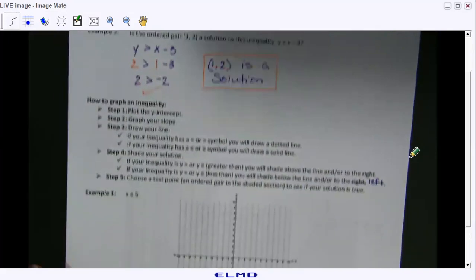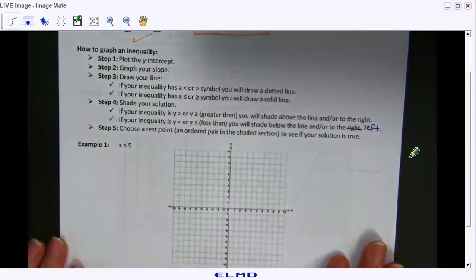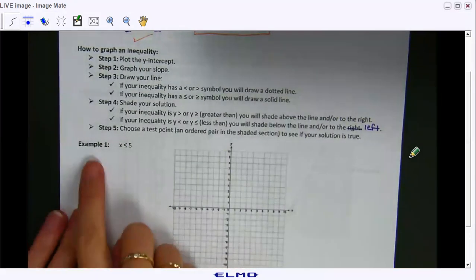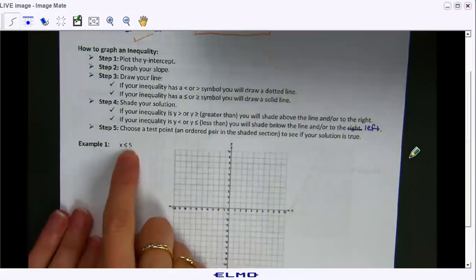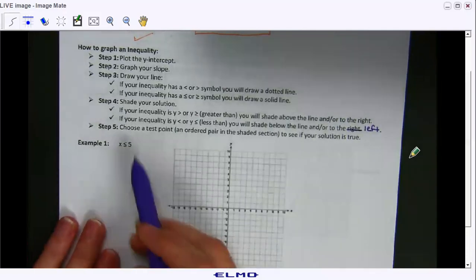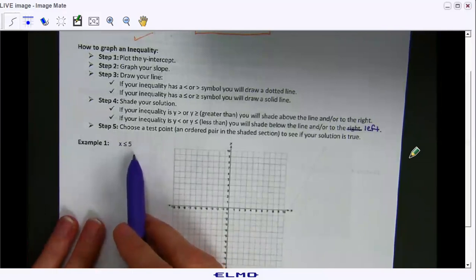Let's go down to the next section of our notes, how to graph an inequality. So we're going to graph an inequality just like we do an equation, except when it comes to the type of line we draw, and then we also have to do some shading to show all of the possible solutions. So let's look at example 1. We have x is less than or equal to 5. Now, you were just quizzed on this. On our last quiz, you had to be able to graph this. So if I wanted to graph x is less than or equal to 5, what would I do?